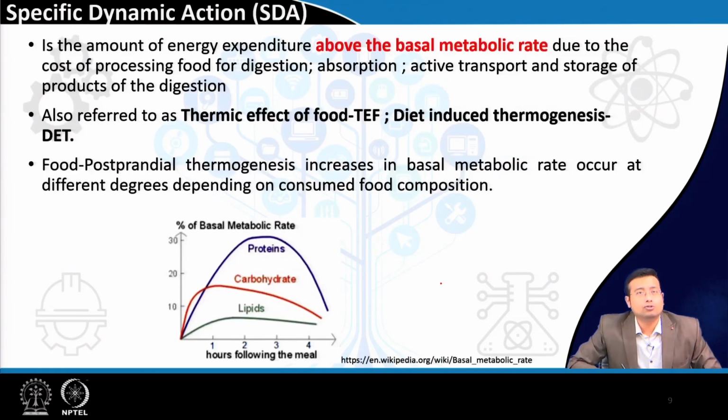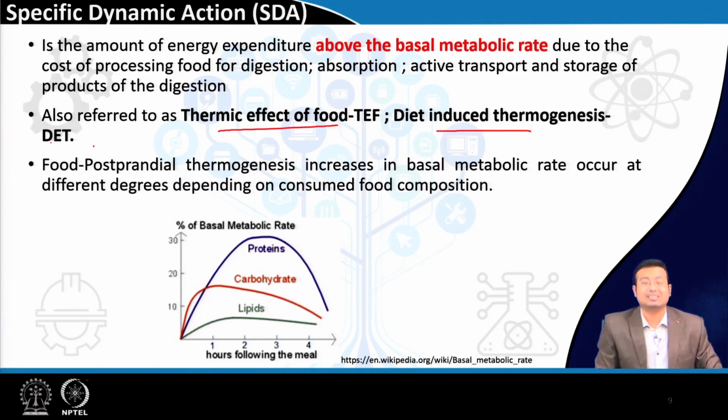Next index that we need to know is SDA, specific dynamic action, also termed as thermic effect of food or diet induced thermogenesis, DIT. So, from these names it is very evident what it means. It means the energy expenditure beyond the BMR, above the basal metabolic rate, due to consumption of food. So, why do we need excess energy when we consume food? Basically to digest, to absorb, to transport and store the food material, alright.